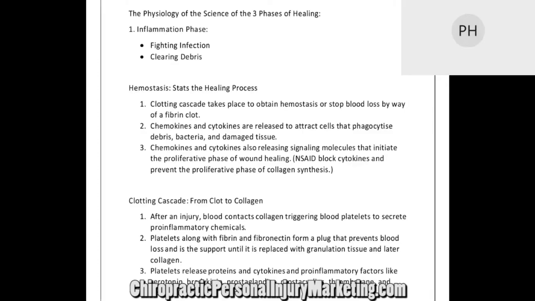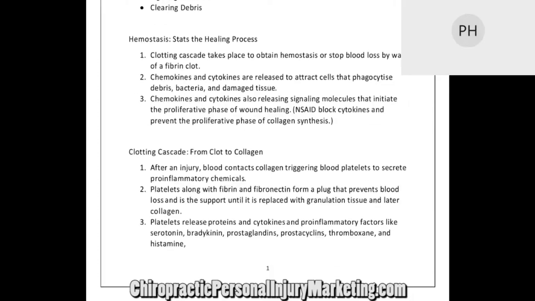All right, so now, after the hemostasis, we go to the clotting cascade. So that was the clot. Now remember, this all happens on a micro scale also. Whether it's 1 injured cell, 10 injured cells, 100 or 1,000 or 1,000,000 injured cells, the same process happens. It's just the degree that it happens, and the quality of the tissue that's being affected. So the clotting cascade, from clot to collagen.